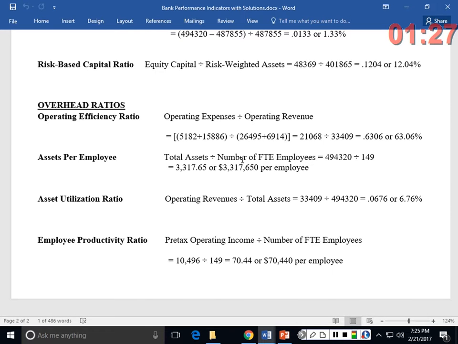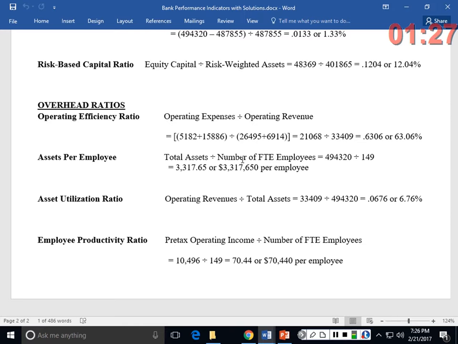You could put me in charge of this bank, and I could make this number $10 million by laying off 2/3 of my workforce. The problem is my customers aren't going to be very happy because I'm not going to have enough people to service all the customers coming through the drive-through, the teller windows, phone calls, whatever.